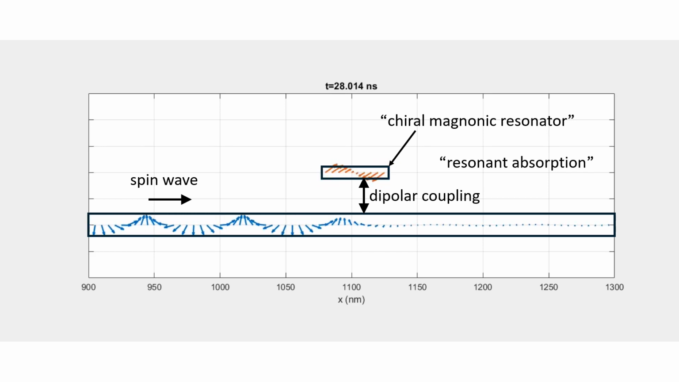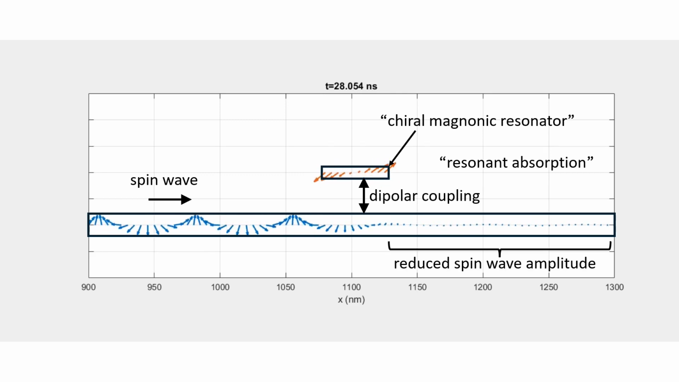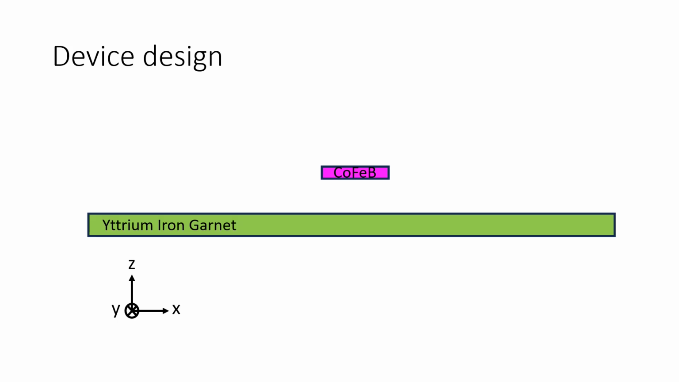Because the majority of incident spin wave energy from the left is being absorbed by the chiral magnonic resonator, the amplitude of spin wave transmitted to the right side of the yttrium iron garnet film has been reduced substantially when compared to the spin wave amplitude on the left side of the film.